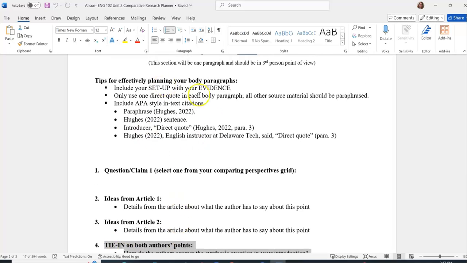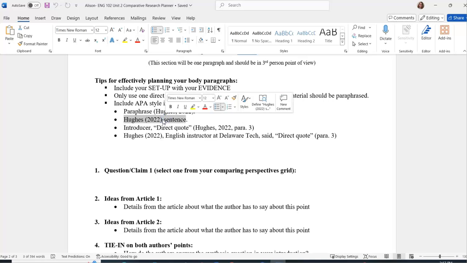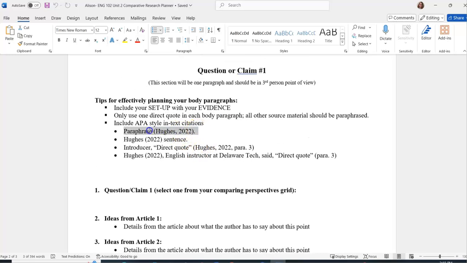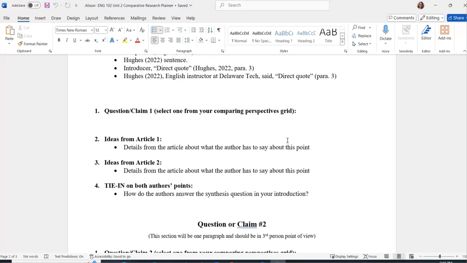Now at the top, I have some reminders. When you are planning your body paragraphs, remember CSAT format. You have your claim, or you can write it as a question if you want, but you have to have a setup with your textual evidence. So you can do some sort of introductory citation, with your in-text citation, or you can do the parenthetical at the end. If you do a parenthetical at the end, make sure whether you paraphrase or whether you quote, you still set it up. You've got to provide some context and some sort of setup with all of your evidence.